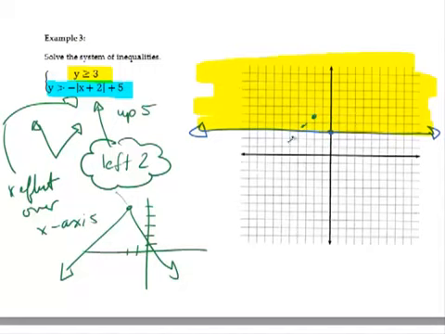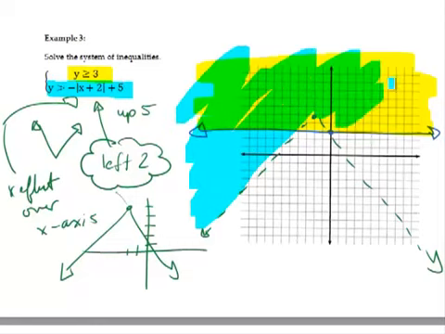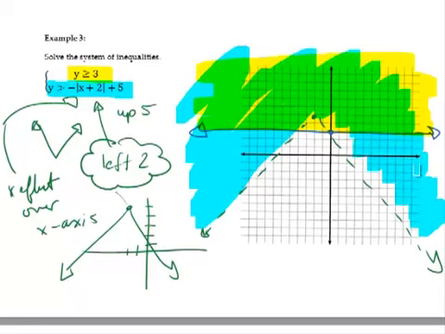He needs to be a dotted line, because he does not have the equals bar. And then it also says that he is shaded above. So everything that is above the absolute value.